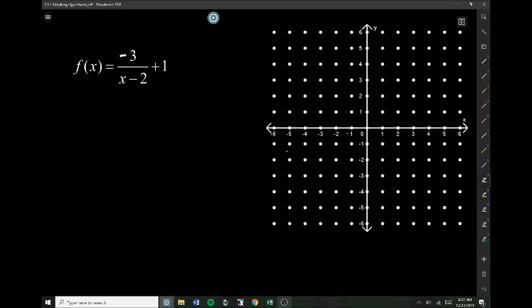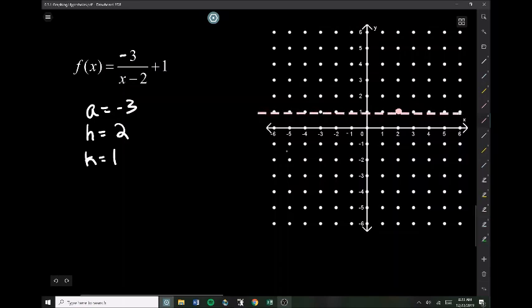Okay, so let's just do one last one. This hyperbola has an a value of -3, an h value of 2, and a k value of 1. That means the center of this hyperbola is going to be at the point (2, 1). So that point (2, 1) is not actually on the graph, but is the center of the graph, and through that point, I have asymptotes. There's going to be an asymptote here and an asymptote here.